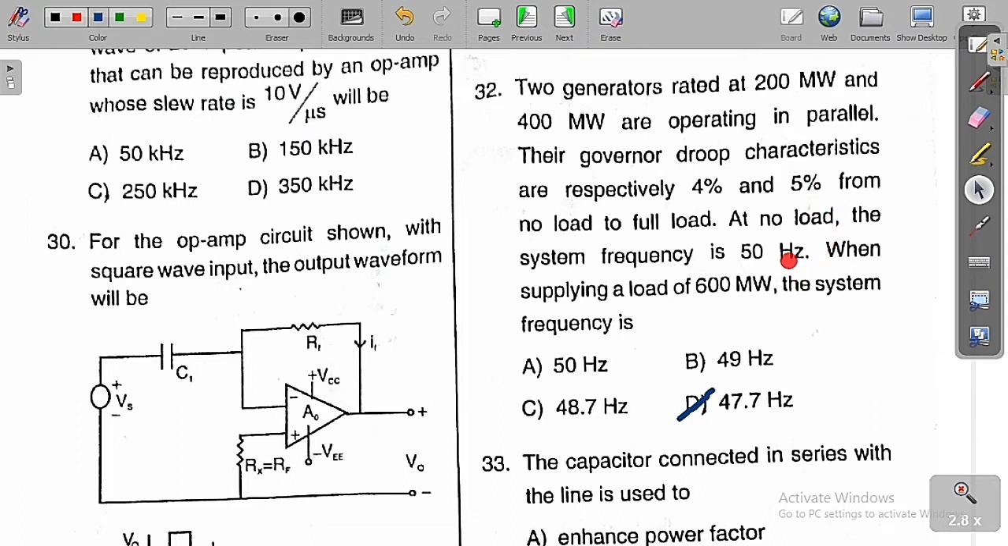Initially at no load condition, the frequency of the system is 50 Hz. Suppose these two generators are going to supply a load demand of 600 megawatt. Then what is the frequency of the system we need to figure out. Option B, 47.7 Hz, is the correct solution of this question. So let's solve this numerical.